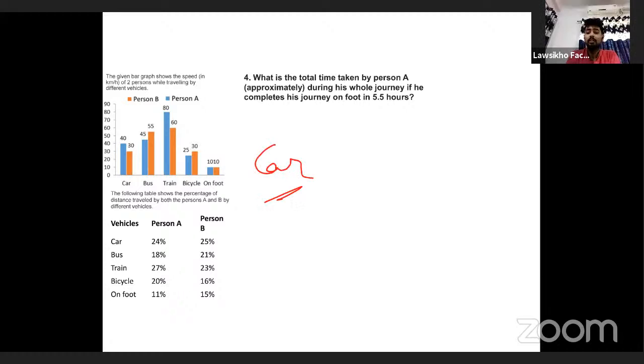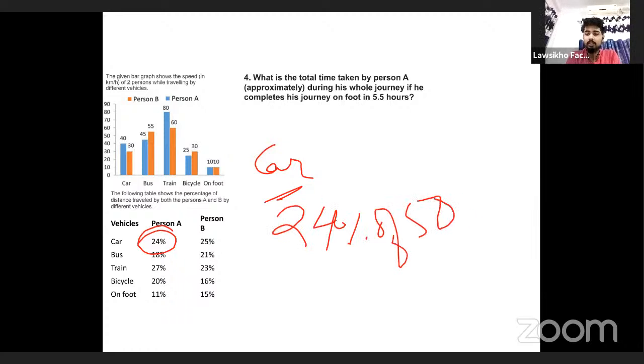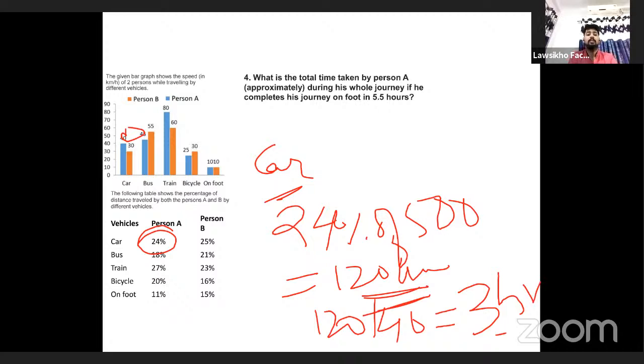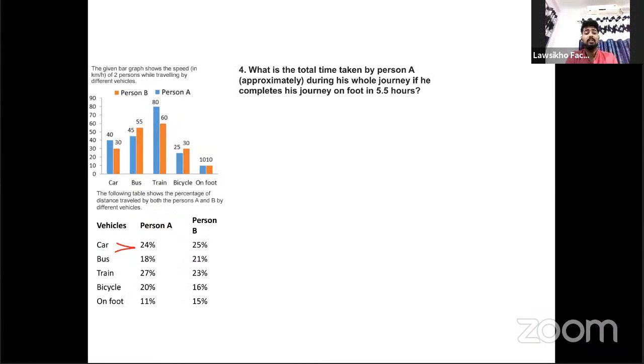So for car first, say we are discussing car. What is the share for car? It is 24%, so how much is 24% of 500? It will come to 120 kilometers. Now with 120 kilometers, what you need to find is the individual time. Time is distance upon speed. What was the speed in the car? 40 kilometers per hour, so it is 120 upon 40, which is 3 hours. So person A while traveling by car will take 3 hours to complete the journey by car. Next is the bus. Work out how much it comes to for the bus.